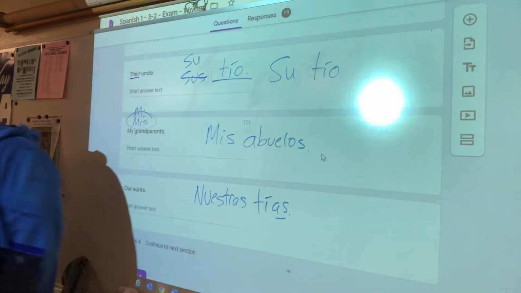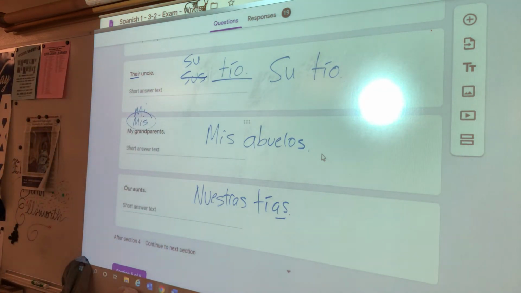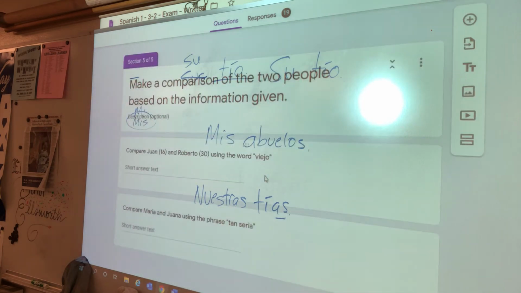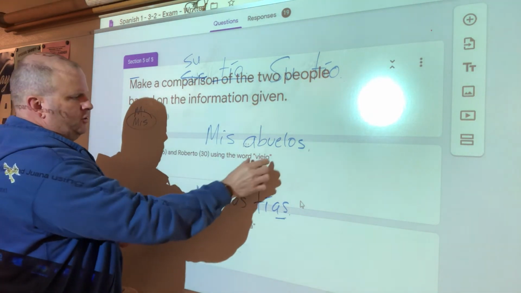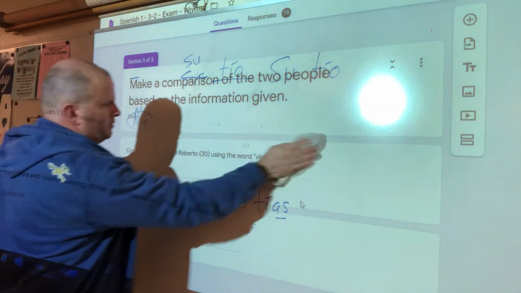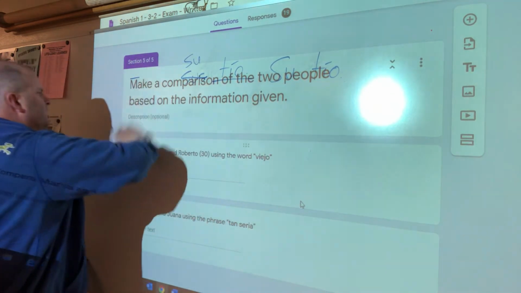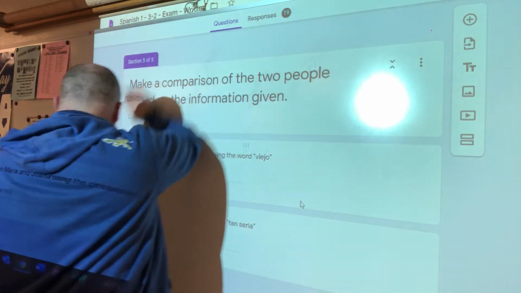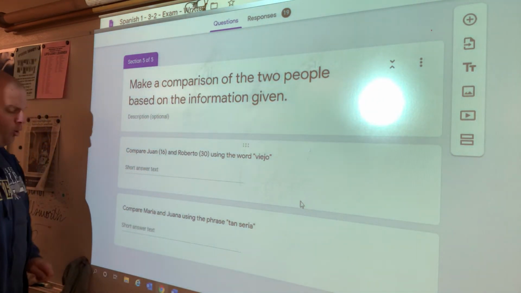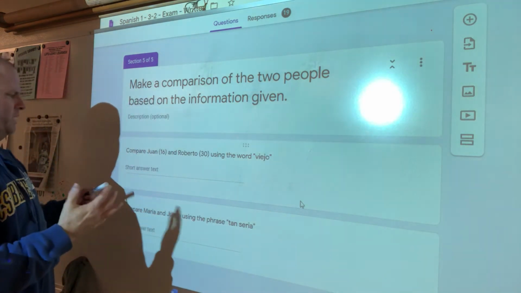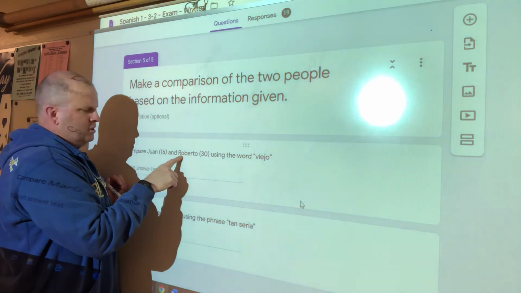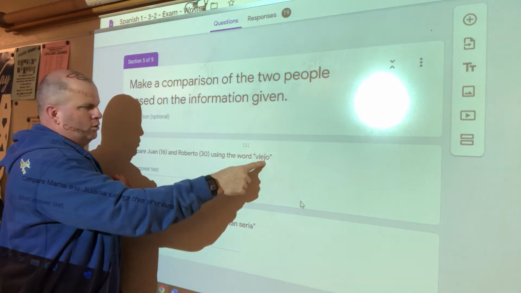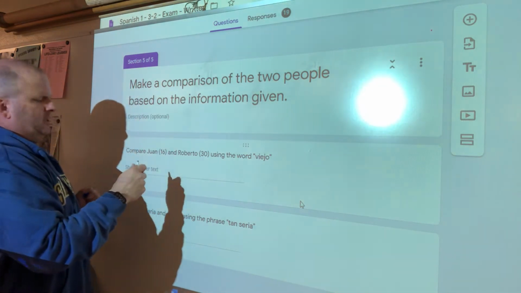Okay, and then the last one, comparing. So I asked you to compare Juan, who's 16, to Robert, who's 30, using the word "old." Okay? So we're going to write a comparative sentence, comparing them based on being old. Okay, so you can go two different ways with this. You can say Juan is less old than Robert, or you can say Robert is more old than Juan. Okay, I think that one makes more sense.